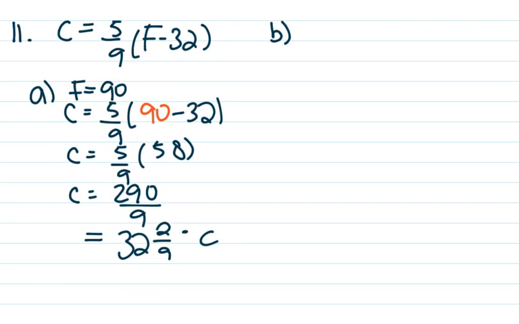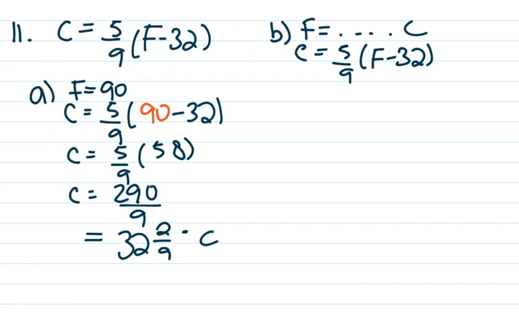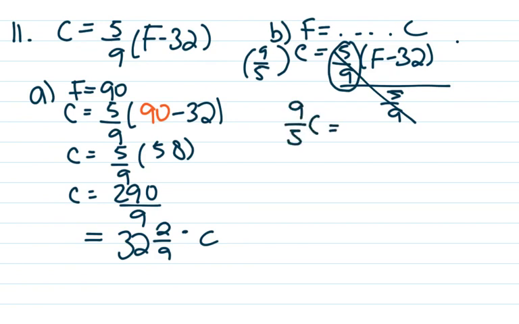So that means I want my equation to say F equals something with a C in there. Right now it's C equals 5 over 9 F minus 32. So first I'm going to divide by 5/9 because it's multiplied by 5/9. That would be the same as multiplying by 9 over 5. So that would be 9 over 5c equals F minus 32.